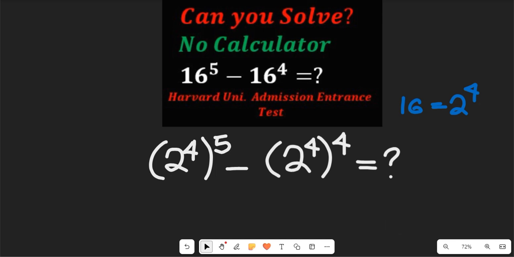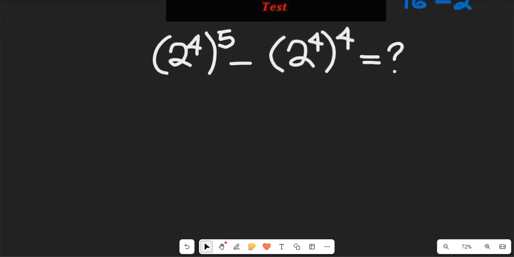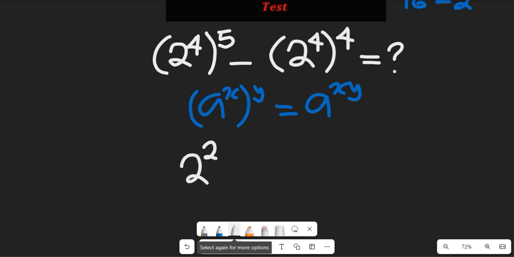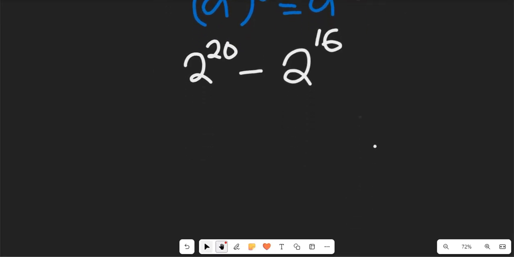Next, I'm going to simplify the index. Remember, according to the law of indices, if you have a to the power of x, all to the power of y, this can simply be equal to a to the power of xy, because the indices will have to multiply. So if we express it that way, then 4 times 5 will give us 20. We'll have 2 to the power of 20 on this side minus 2 to the power of 16. Great. So what do we do next? We'll have to simplify further.